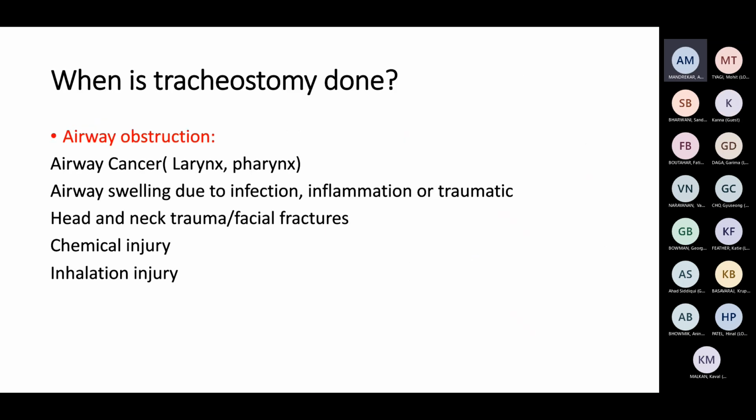So when is the tracheostomy done? One of the most common indications for tracheostomy is airway obstruction, which is commonly due to, for example, laryngeal cancer. As you can see, most patients with laryngeal cancer end up having a laryngectomy, but usually the tracheostomy procedure would be done before the surgery, just to basically ensure that there is a protected airway before going into this major operation.